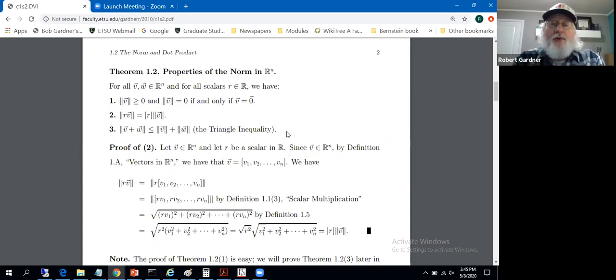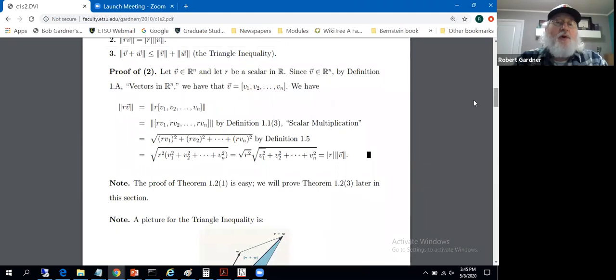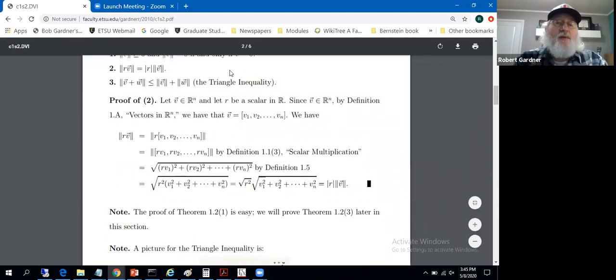A third property, also geometrically not surprising, maybe what's slightly surprising. It takes a little while to get through proof of the triangle inequality, but we'll do it. It says the norm of v plus w is less than or equal to the norm of v plus the norm of w, v and w being any vectors from Rn. First, where's a triangle? Well, let's draw a picture of what we're up against there. It says the norm of v plus w is less than or equal to the norm of v plus the norm of w.